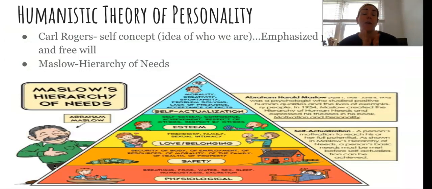Okay, the humanistic theory, we've talked about Maslow a lot. So again, just making sure you understand Maslow's hierarchy of needs. He's a big humanistic theorist. You're always going to see him when anybody talks about the humanistic theory. Carl Rogers is in this, and self-concept was really important to him. So the idea of who we are, he emphasized personal growth, free will, self-efficacy. So keep in mind those are all humanistic theories of personality when they describe it.